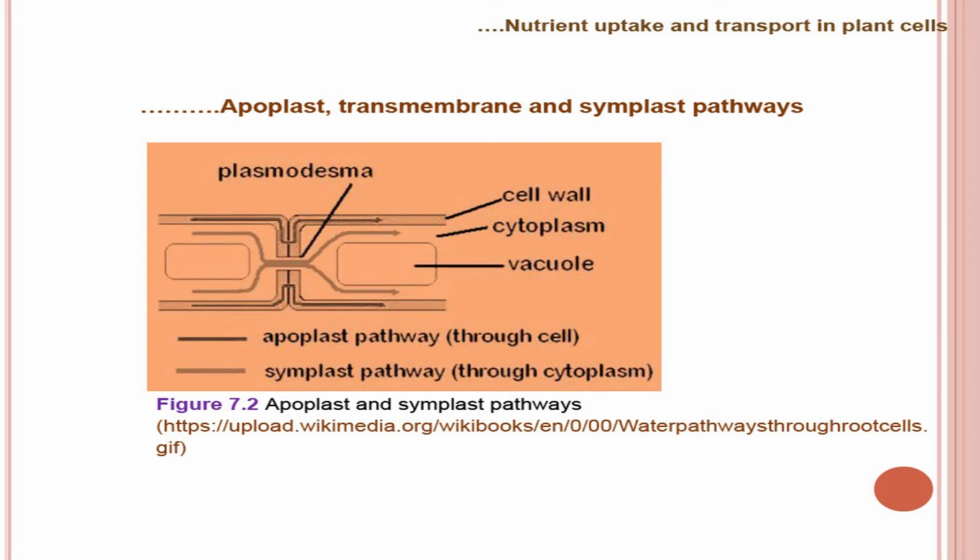So you see the cell wall, one cell wall is connected to another cell wall, and in between these two cell walls there is plasmodesma. Plasmodesma is a kind of opening connecting two cells. And then cytoplasm is also there. So the lighter color of the line, you can see, is the symplast pathway, meaning from cytoplasm to cytoplasm. So apoplast and symplast pathways have been depicted in this picture.